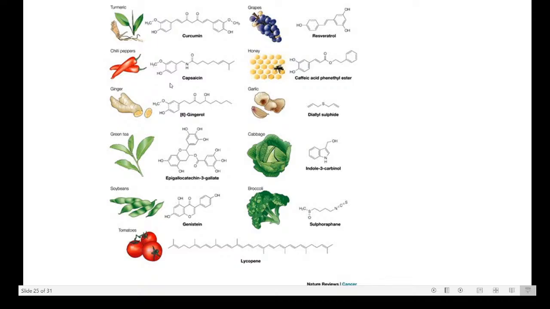capsaicin phytochemical: chili has capsaicin, ginger has gingerol, green tea as mentioned EGCG, soybean genistein, tomato lycopene, broccoli has sulforaphane, cabbage has indole-3-carbinol, garlic has diallyl sulfide, and honey has caffeic acid. The honey is producing some compounds, and it is mixed with the phytochemicals.